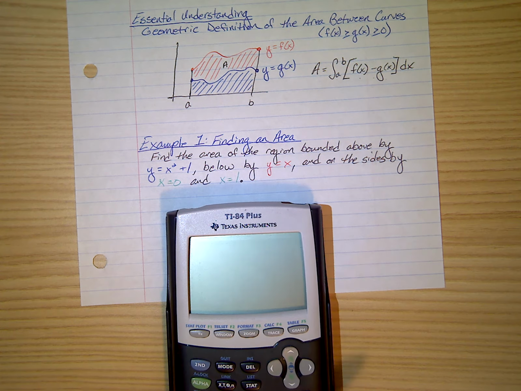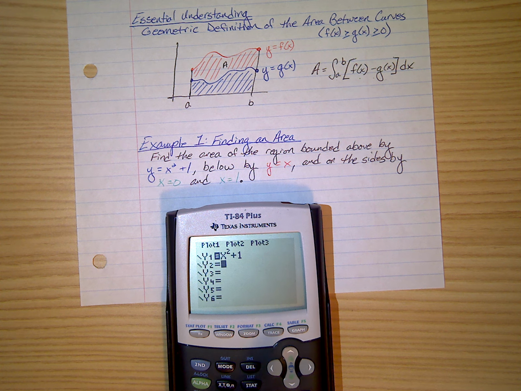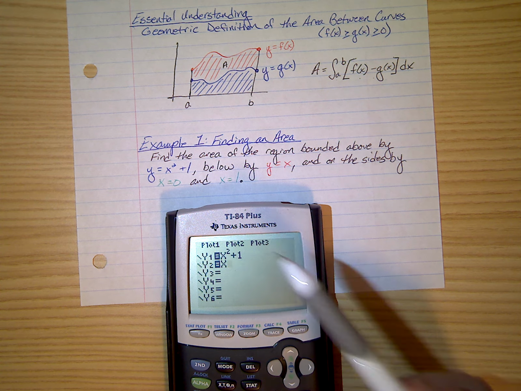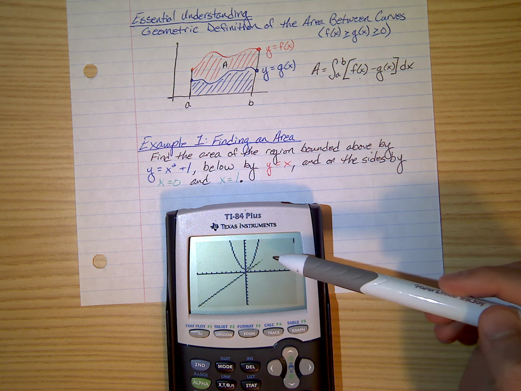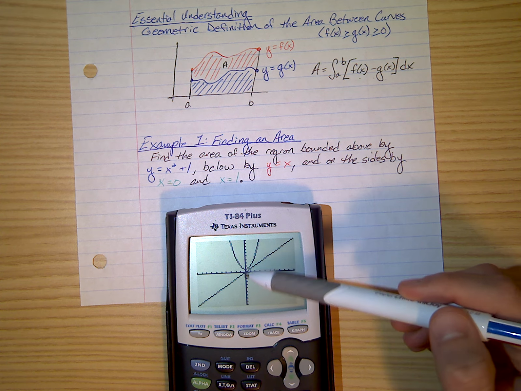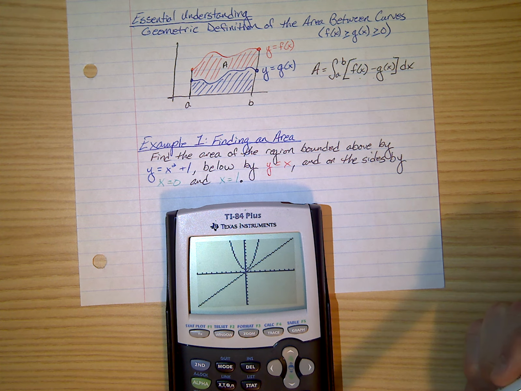So it's always a good idea if we visualize what's going on here. So it tells us that our upper function is x squared plus 1, and our lower function is x. So before we even graph this, x squared plus 1, that's a parabola. X is just a line. So we have a parabola and a line. And it wants us to go from x equals 0 to x equals 1. So there's going to be this little tiny area in between here that we're going to be finding the area of.